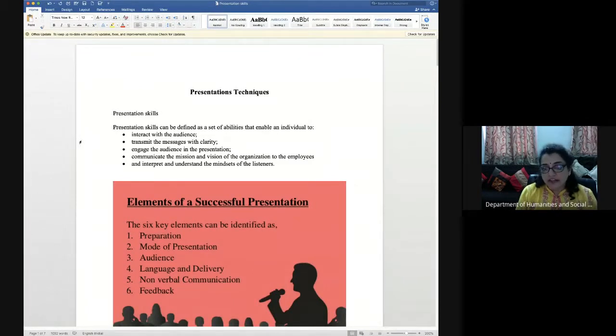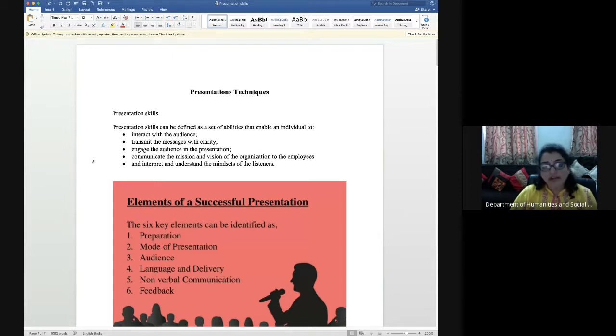Then we come to transmitting the message with clarity. If you are saying something orally, and the audience is not able to understand well, then the fault is that you are not talking in a very clear manner. The purpose of giving an oral communication is that it has to be so clear that the audience should be able to understand.